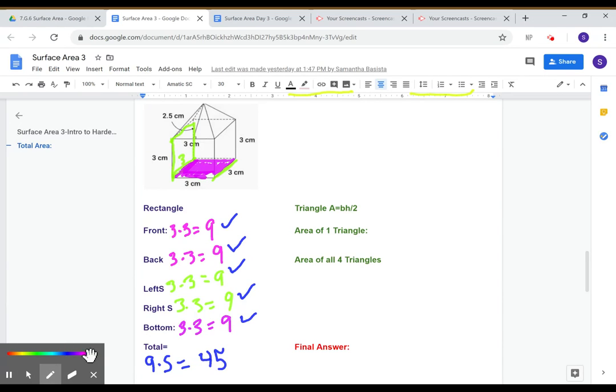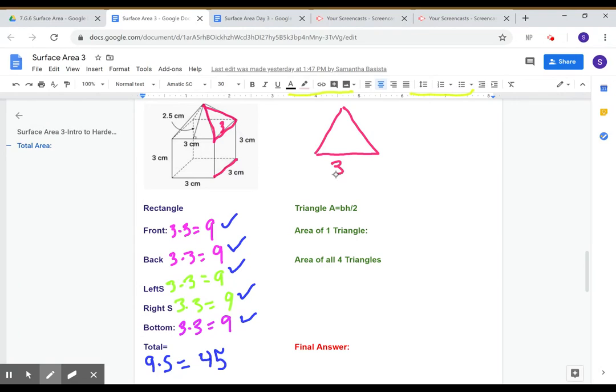Okay, so now let's take a look at the triangles that we got. It's like I took the top piece off and put triangles and made a pyramid on top. So I got all these triangles. Now they're all going to be the same size because if I know this is 3, I know this part is 3. So the base of my triangle here is 3. Now I do need to find the height.